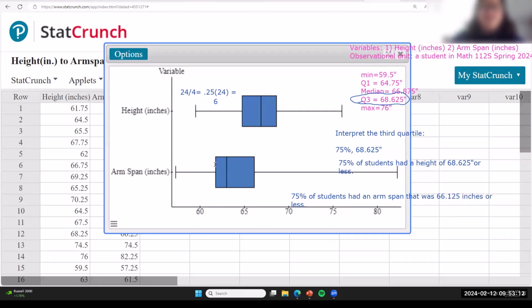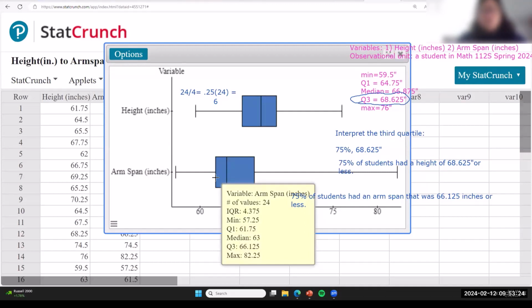And then the first quartile, does anybody want to say it out loud? Interpret the first quartile for this one. I'm trying to get the value up. Sorry. Go for it, Brittany. 25% of students had an arm span of less than 57.25. Cool. Or is it 25% more than?